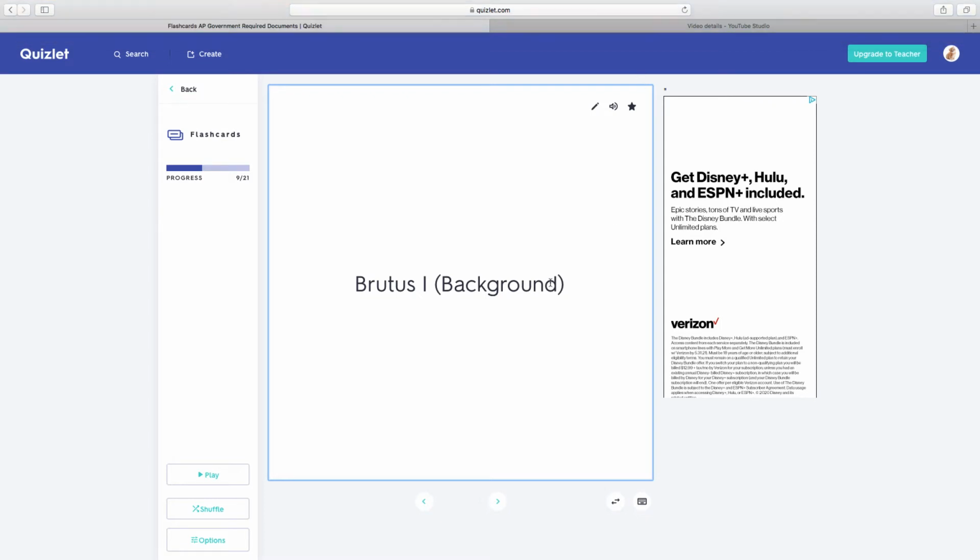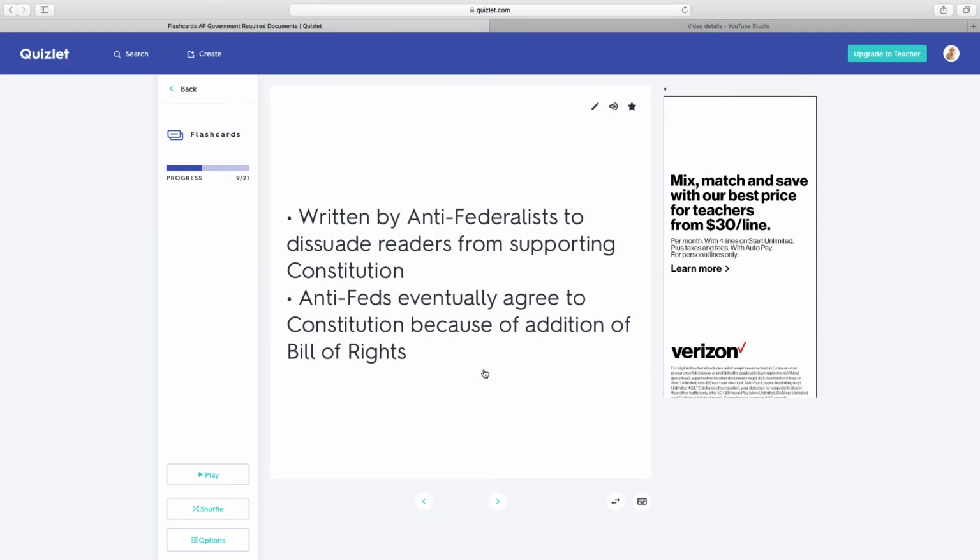Let's take a look at the background here. It's written by the Anti-Federalists to dissuade readers from supporting the Constitution. Anti-Feds did eventually agree to the Constitution because of the addition of a Bill of Rights. What we get in the Bill of Rights is our civil liberties, things like freedom of religion and free speech, and there's a lot in there about what the courts can't do and the rights of the accused. So, spoiler alert, the anti-feds do eventually agree to the Constitution, and in large part they agree to it because of the addition of the Bill of Rights.